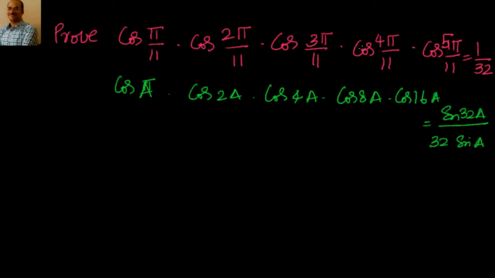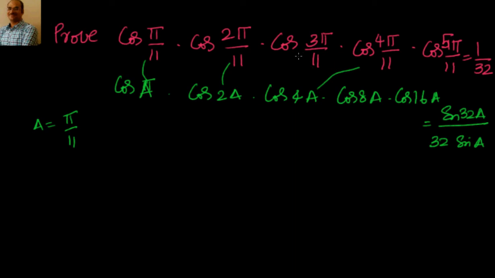If I am able to keep whatever is given to me in this format, then I can directly go here and prove it. But let's take a equal to pi by 11. So the first term is fine, cos a equal to pi by 11. 2a is also fine, 2a equal to 2 pi by 11. 4a is also fine, 4a equal to 4 pi by 11.